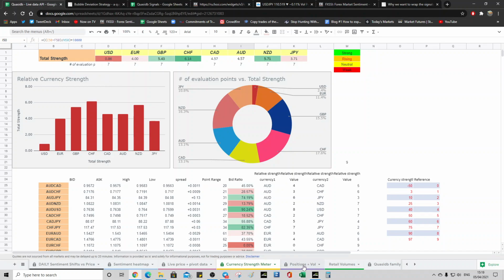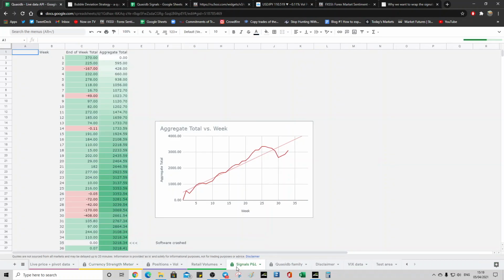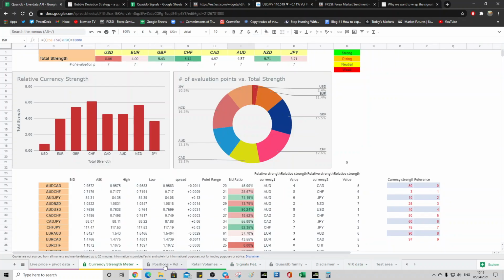Position and volumes is quite interesting, so I'll talk about that next, and I'll probably wrap up with the retail volumes. I don't think I need to talk about the family or the profit and loss, but I'll talk about the profit and loss for sure. And then I'll wrap up the whole sequence of videos. So I'll talk about the positions and volumes next.